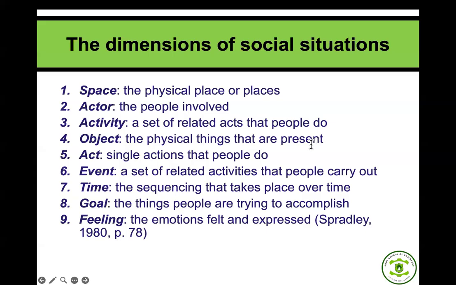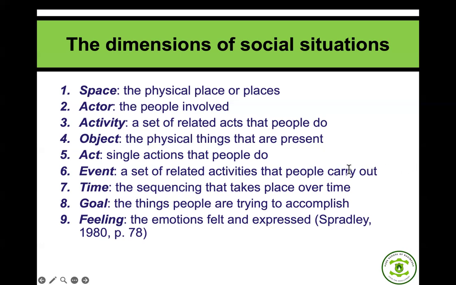One is space. This refers to the physical space or places where the social interaction occurs. The second is the actor, and these are the people involved in the situation being studied. Then we also have the activity. Activity basically represents a set of related acts that people perform. Then we also have the object, and these are the physical things present in the situation.